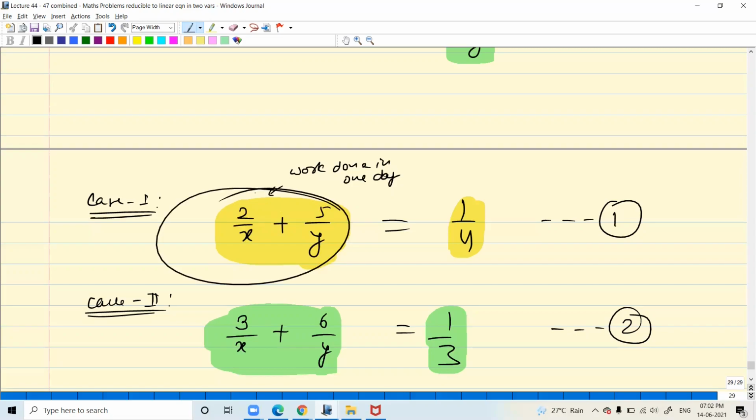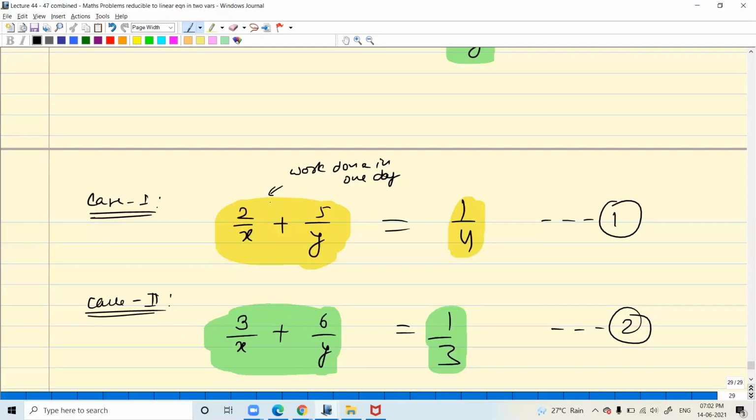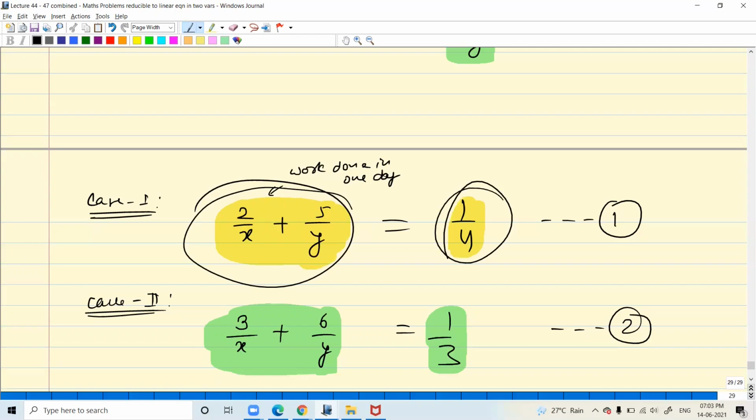But by doing this much amount of work, how much time do they take to complete it? They complete the work in 4 days, right? In the first situation, if these two women and 5 men are working together, how many days do they take to complete the work? 4 days, right? That means how much work are they doing every day? They're doing 1/4 of the work. Only then will they be able to complete it in 4 days, right?